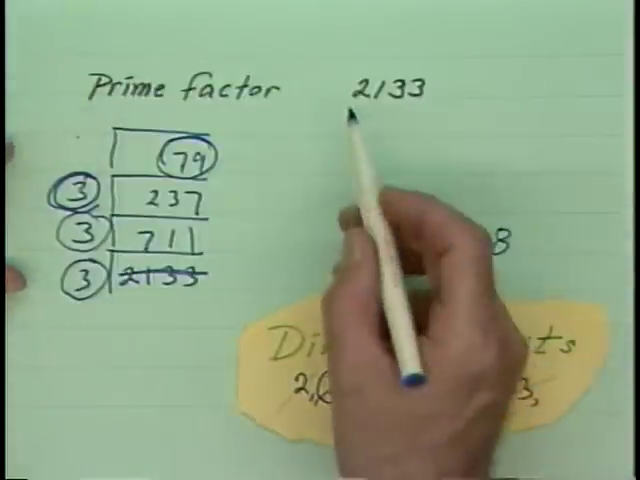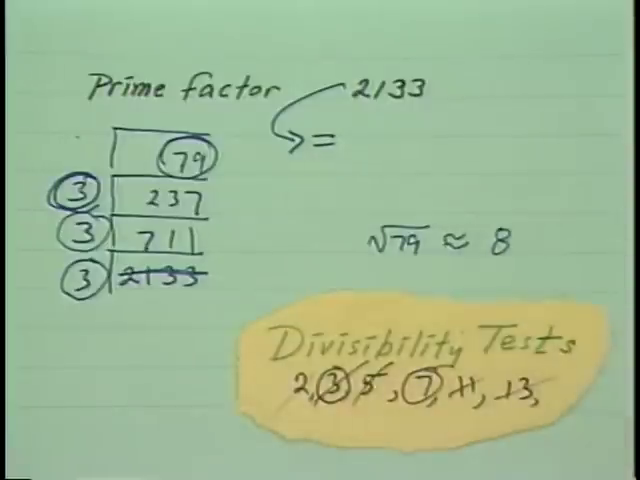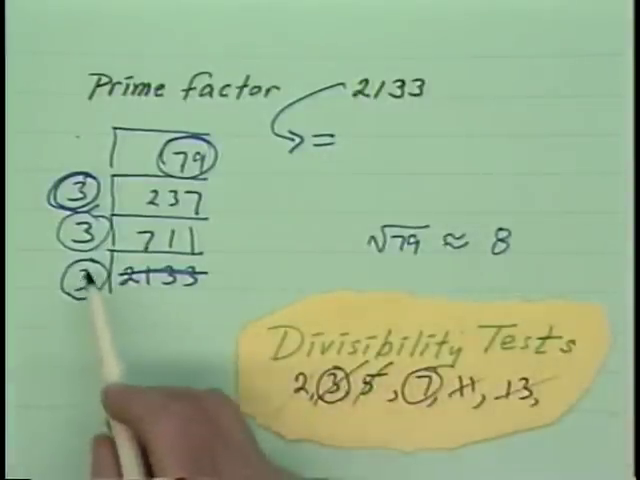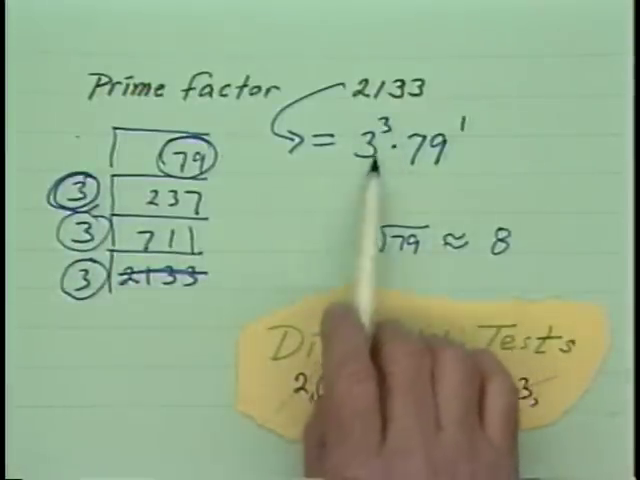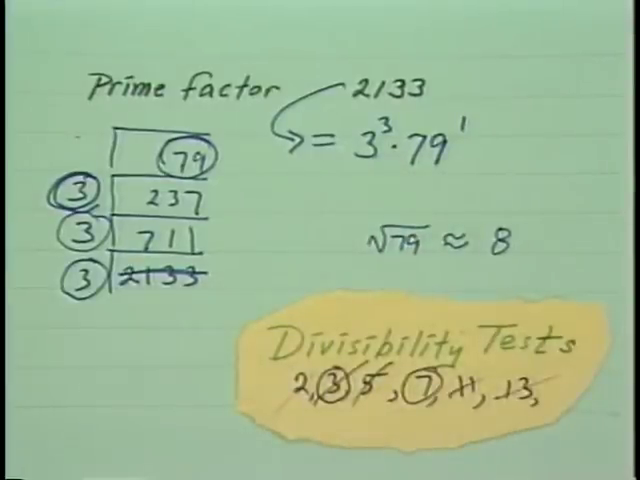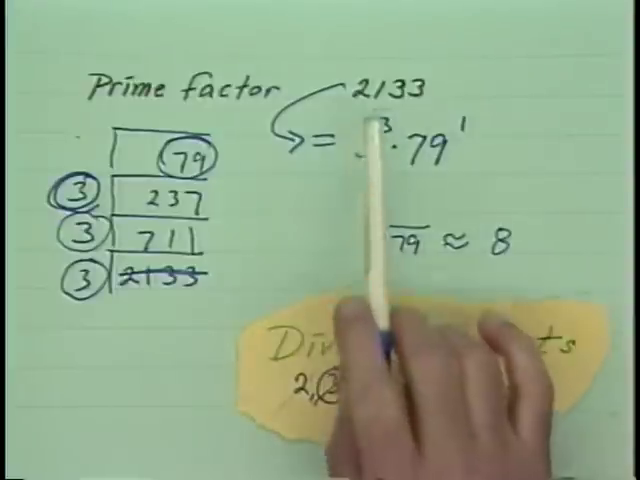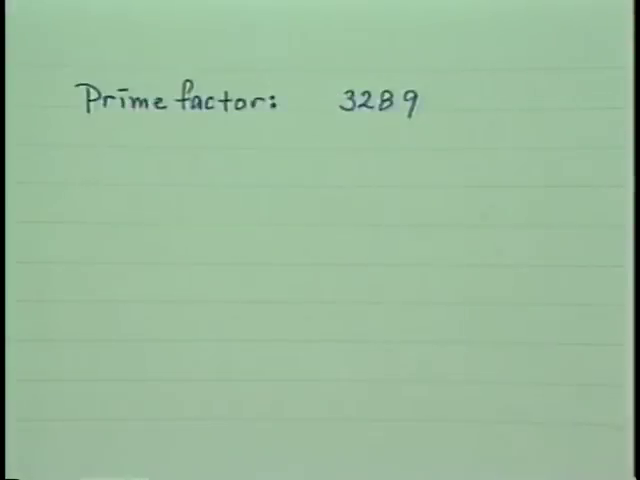So the prime factorization of 2133 is, in exponent form, 3 cubed, or 3 to the 3rd power, times 79. See, no matter how messy the number becomes, the principle stays the same, and it remains simple in concept. Let's do another, concentrating on the concept rather than the numbers.